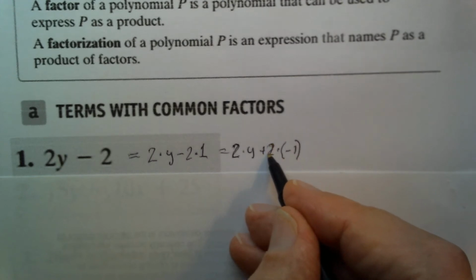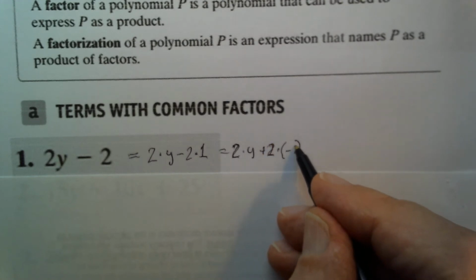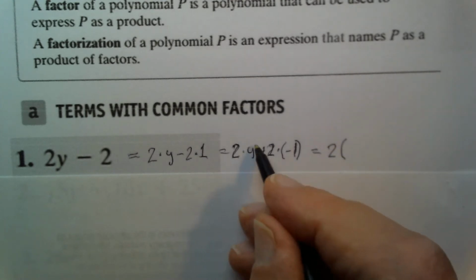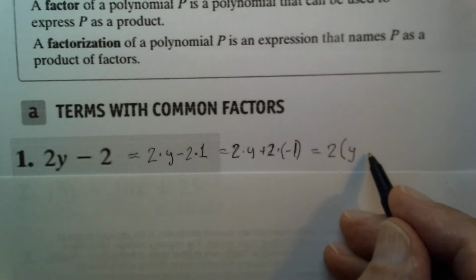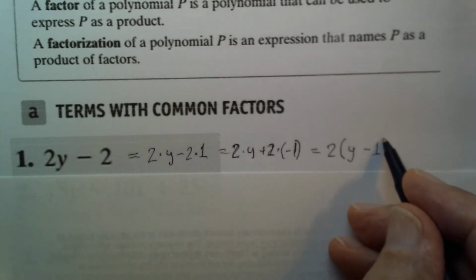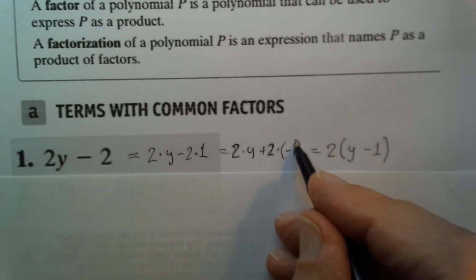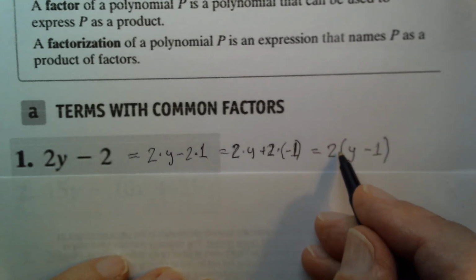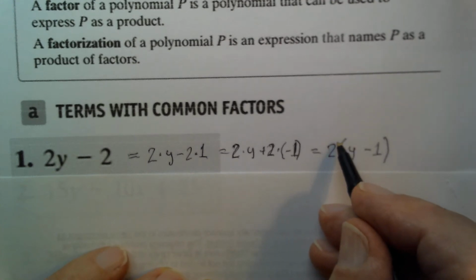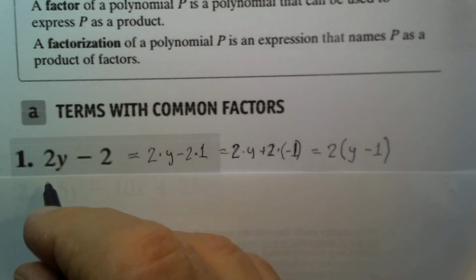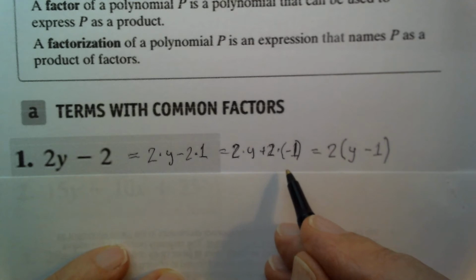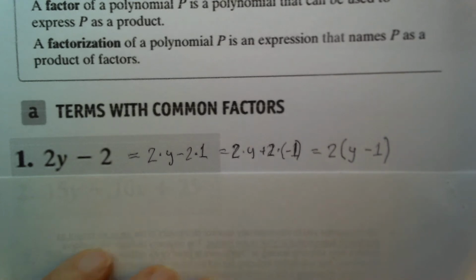And as it was explained on page 22 in the book, we can write this as 2 times y minus 1. And the minus 1 is really important. It's like a placeholder. And you can confirm that this is a correct factorization by using the distributive law. 2 times y is 2y. That's what we started out with. And 2 times minus 1 is minus 2. So that would be the correct factorization.